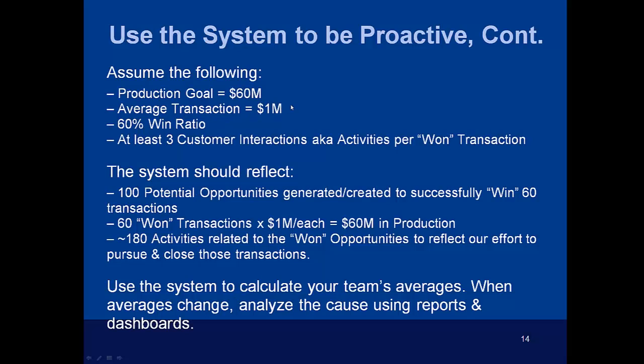However, if we make a couple of adjustments to this, if your average transaction amount goes up, well, you know that you need to close fewer deals, because you're getting to that 60 million more quickly. If it goes down, you know that you're going to have to close more deals because your average amount has lowered. Same thing with your win ratio.